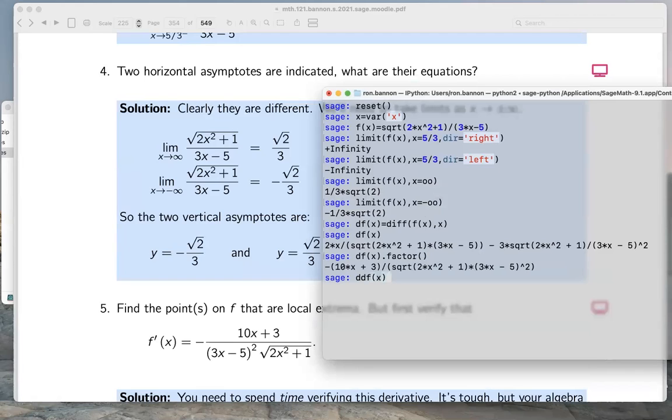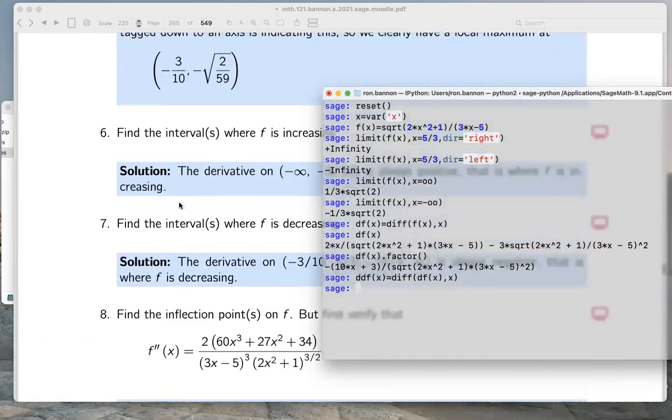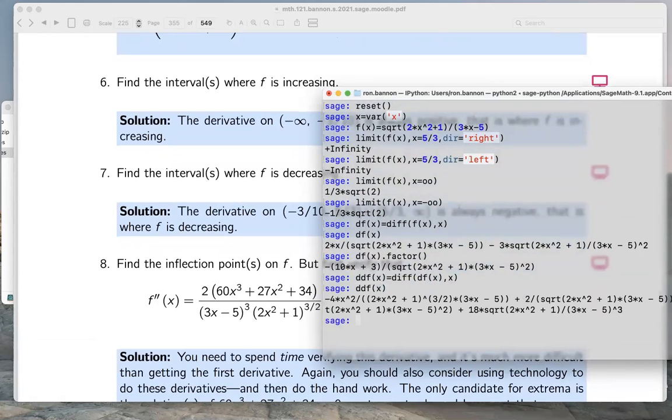I want to do another function, ddf of x is equal to the derivative of df of x with respect to x. Let's see if that does it. I want to see if I get that one over there. Well, let me display it. That doesn't look right. So what I'm going to do over here is same thing, factor.